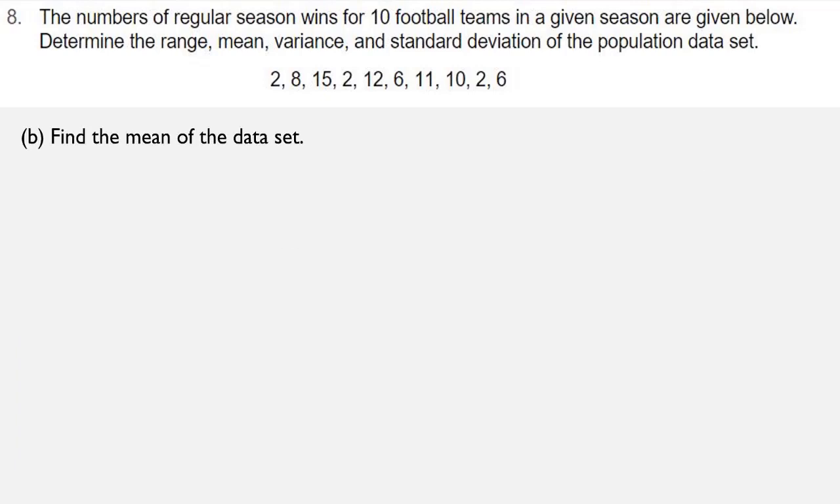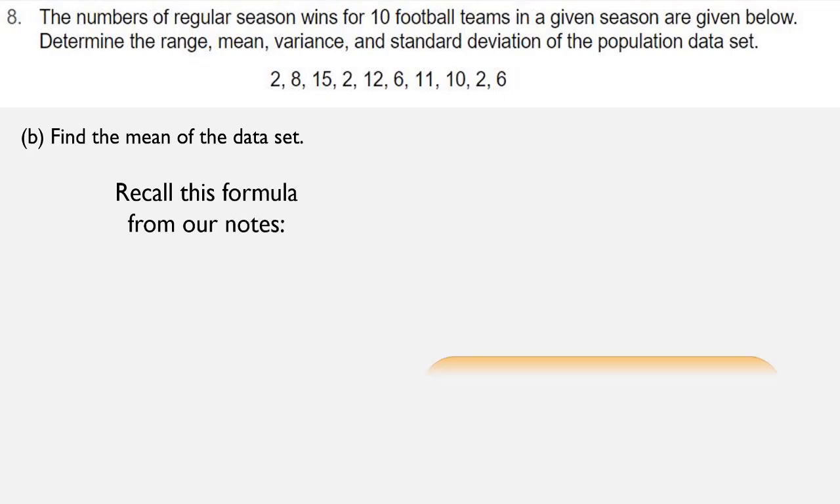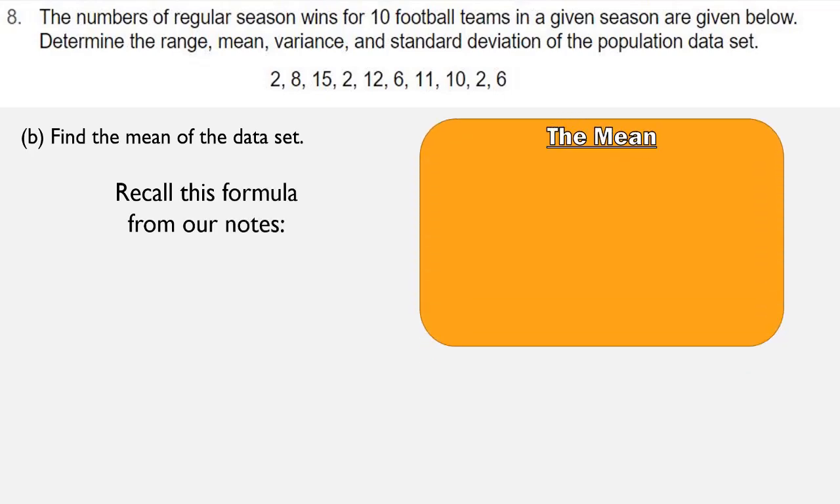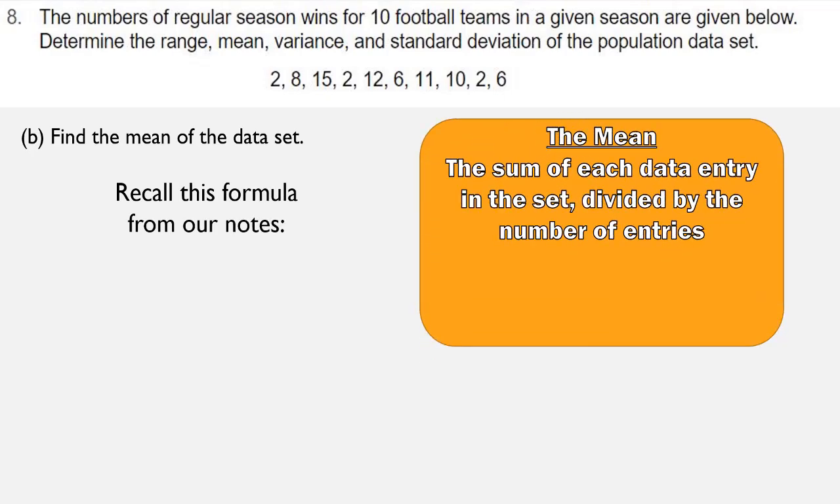In part B, we're finding the mean of the data set. And if we recall from our notes, the mean is the sum of each data entry in the set divided by the number of entries. So we have two formulas. Mu equals the sum of x over capital N, or x bar equals the sum of the x's over lowercase n.